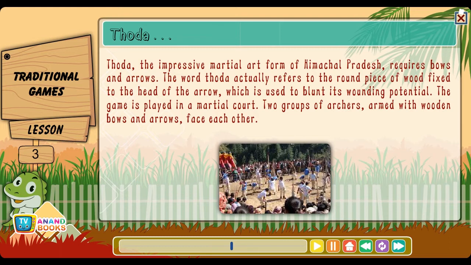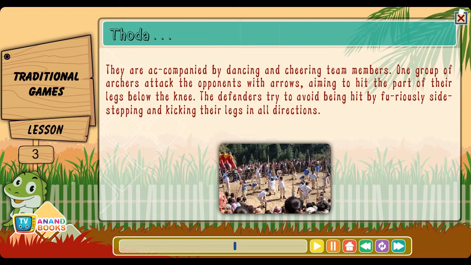Two groups of archers, armed with wooden bows and arrows, face each other. They are accompanied by dancing and cheering team members. One group of archers attacks the opponents with arrows, aiming to hit the part of their legs below the knee. The defenders try to avoid being hit by furiously sidestepping and kicking their legs in all directions.